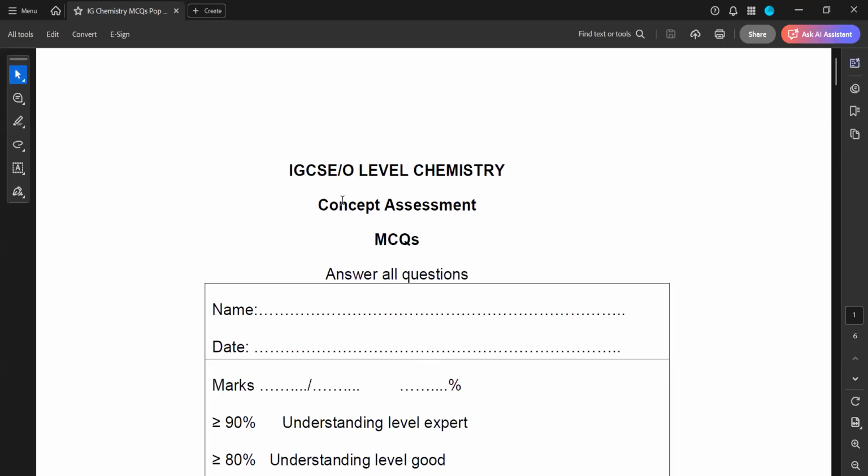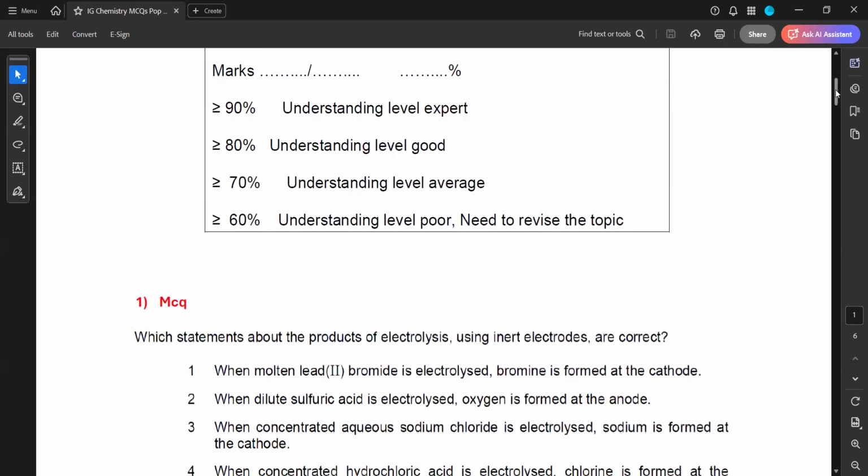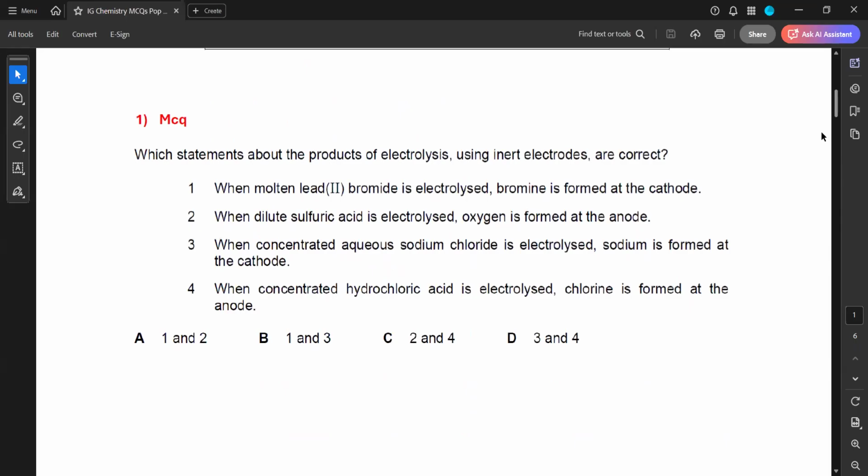This was last week's pop quiz, the MCQs pop quiz 10. You can ask your doubts if you have. Question number 1. If you don't have a doubt, I will just mention the right answer. In case you have a doubt, I will give an explanation for that as well. Question number 1, any doubt?